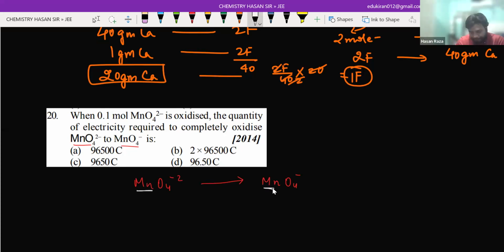Chavez and Faiza, what is the oxidation state of manganese here on the left hand side? Will you be able to solve it?